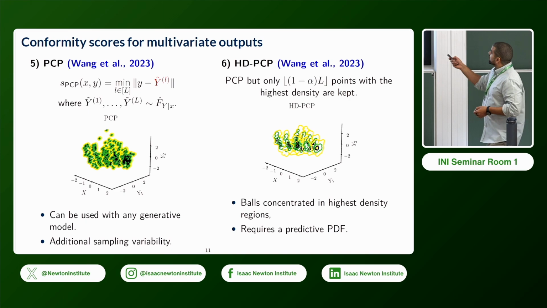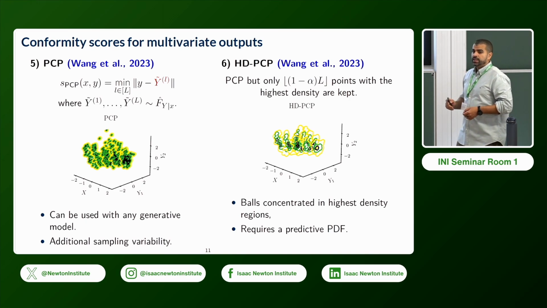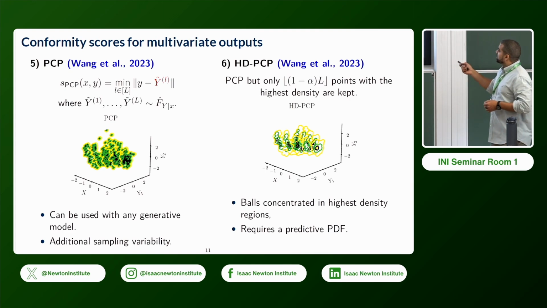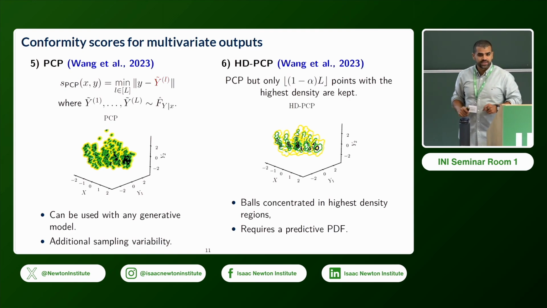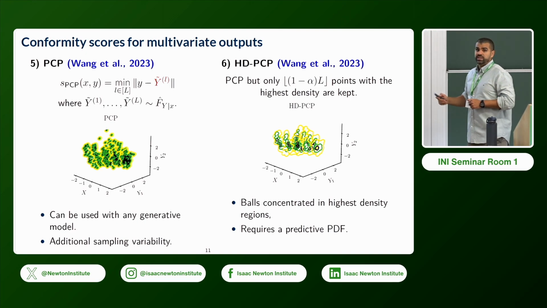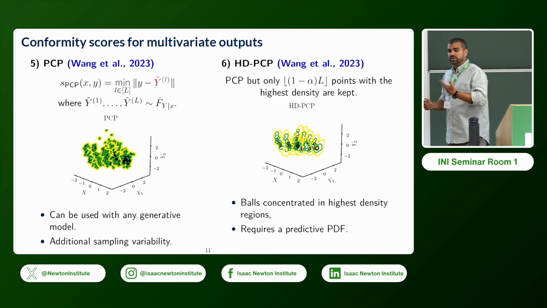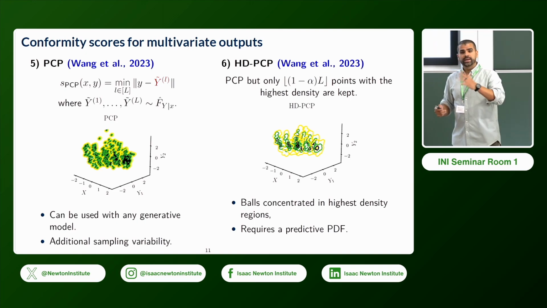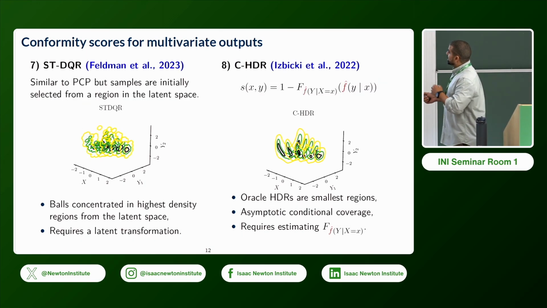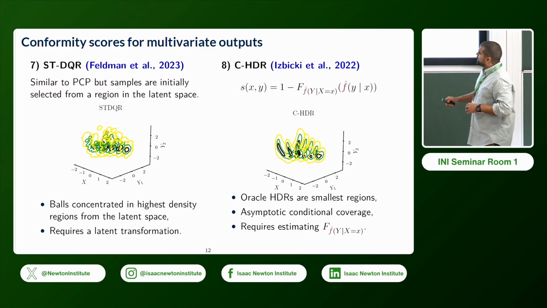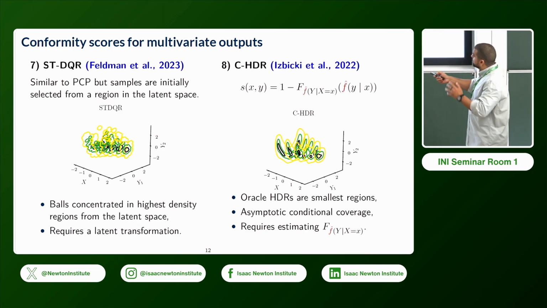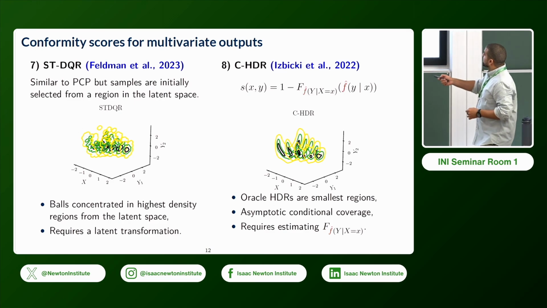However, if you only keep the points with highest density, then you have more stable regions. But here it requires a predictive PDF, so you need this PDF to rank the points by highest density. All right, so I'll skip this one. This one is a latent-based approach, and the score is a bit more complicated, but it's related to another one that I will present later.